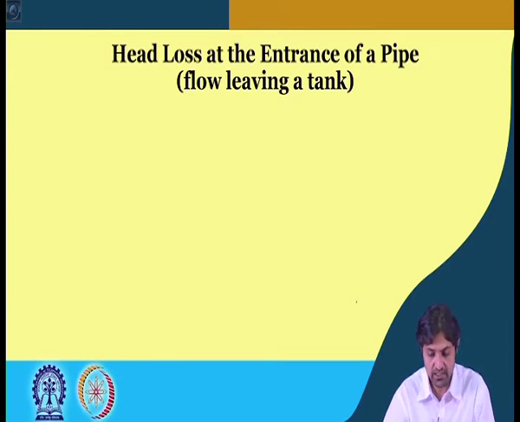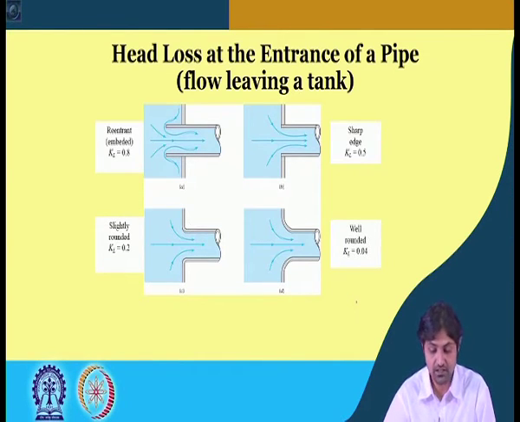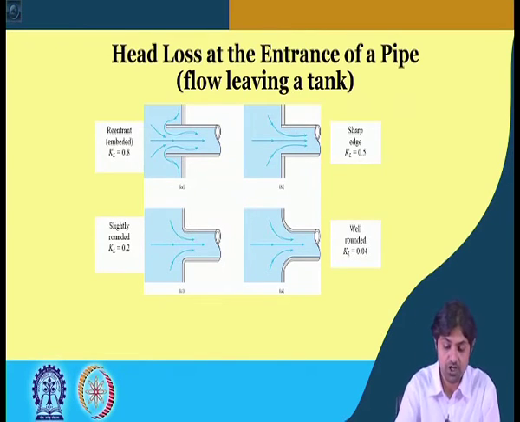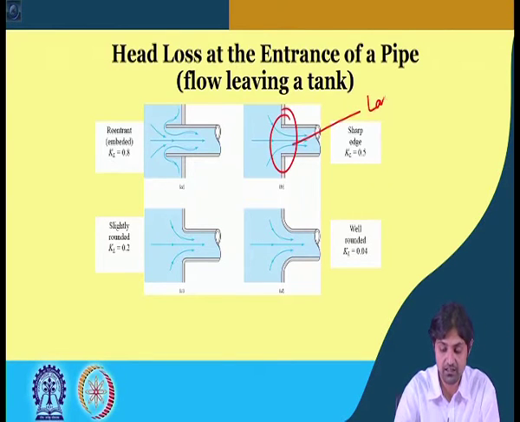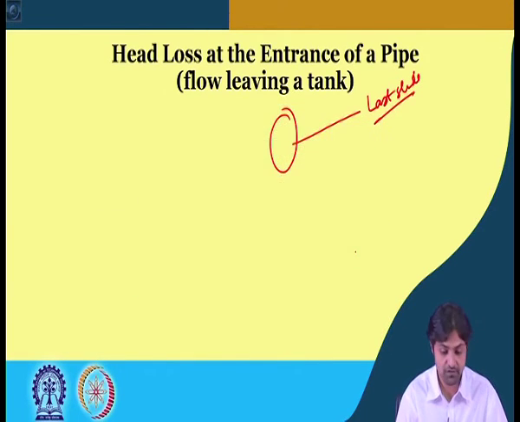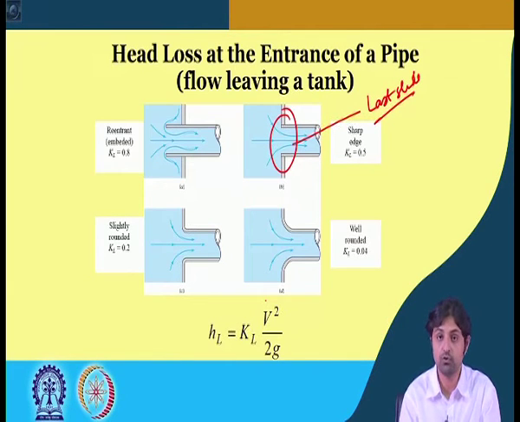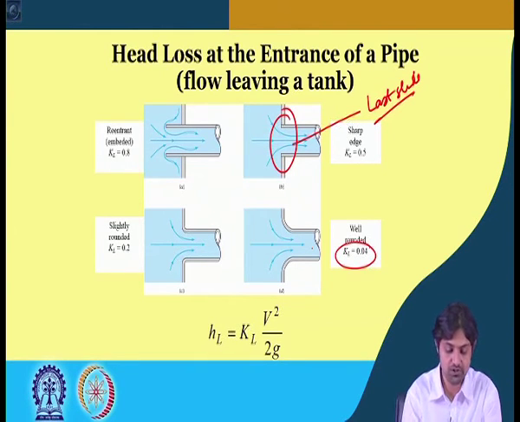Now the head loss at the entrance of the pipe, that is when the flow is leaving a tank. In this case it's the same thing. Alright. So sharp edge, this is also entrance only. This is the one that we studied in the last slide. If it is well rounded, you saw that there was a value of 0.04. It's a much better looking figure, but the message is the same. If it is well rounded, KL is 0.04. If it is slightly rounded, it is 0.2.